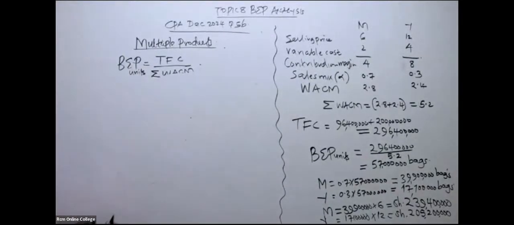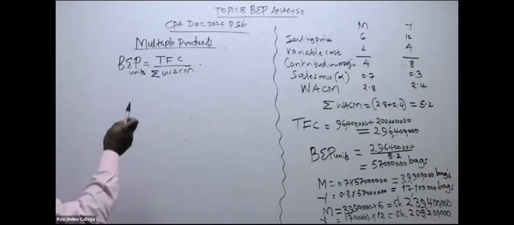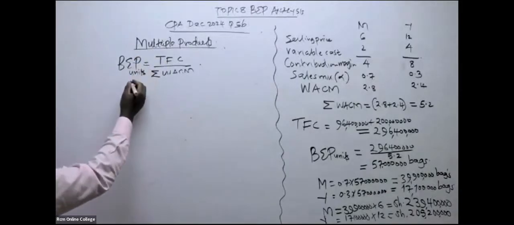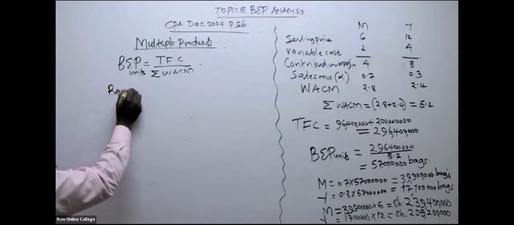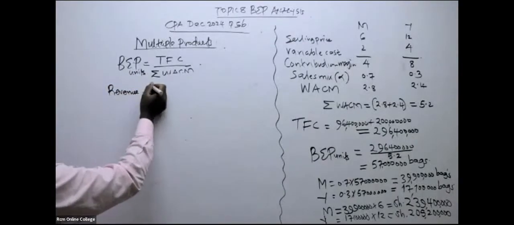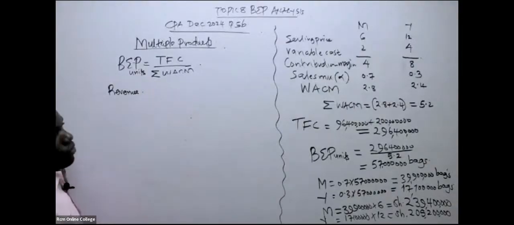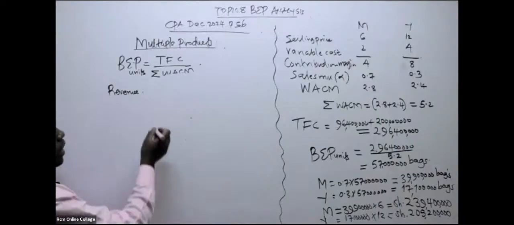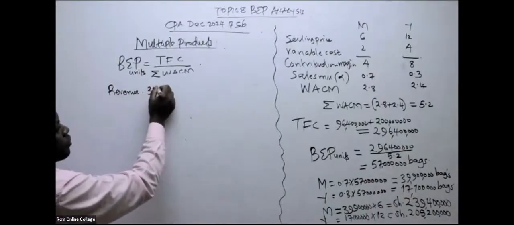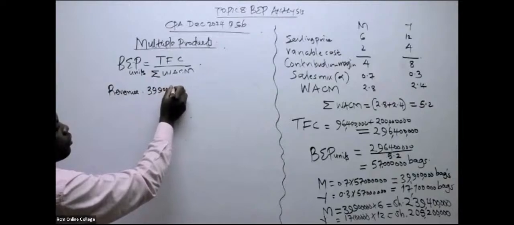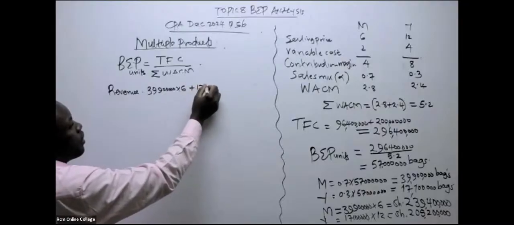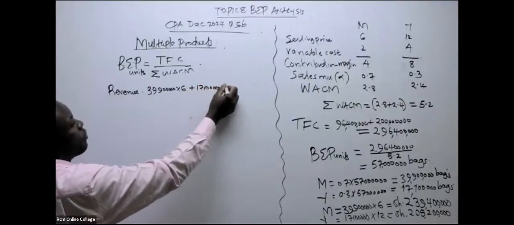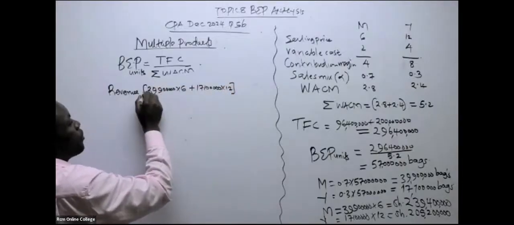So let's go to maybe confirmation. Can we confirm that this break-even point in units and shillings will give us a break-even point or net profit of 0? So can we get revenue at break-even point? So revenue at break-even point, we'll be talking about the units at break-even point. We have 39,900,000. We multiply by selling price, which is 6, plus 17,100,000. We multiply by 12, right? So this will give us total revenue.